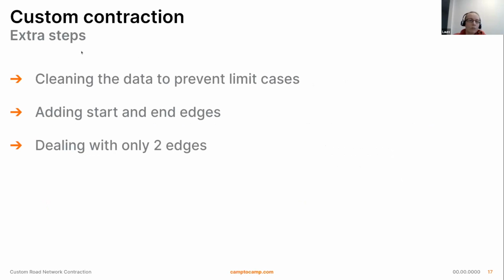In the real algorithm, we have some extra steps. We are cleaning the data before we process it, and we are still processing start and end edges. When I said we only deal with edges that start and end on linear nodes, we will add these start and end edges after the first run. And we also have a way to deal with combinations of only 2 edges.